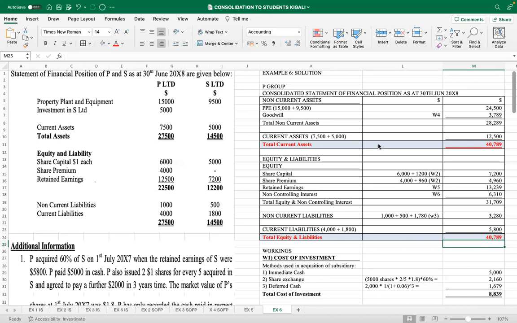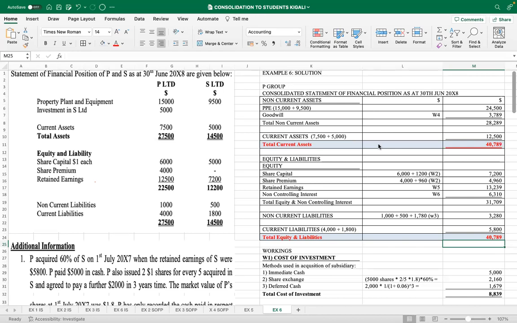In number 1, deferred cash. What does deferred cash mean? Deferred cash means you will pay in future. Because you will pay in future, there is a liability and there is accrued interest to be paid. So remember, deferred cash results in a liability, and it also gives rise to an expense called accrued finance costs.